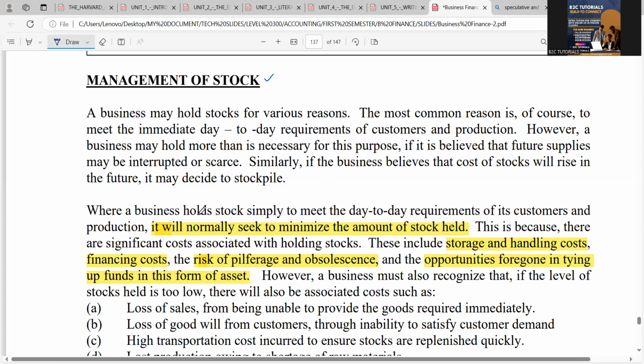It says, where a business holds stocks simply to meet the day-to-day requirements of its customers and production, it will normally seek to minimize the amount of stock held. So if they are into selling stocks, they will not want to keep more stock. They would want to keep fewer stock. So it will normally seek to minimize the amount of stock they hold, because there are significant costs associated with holding stocks. So if I am going to hold the stocks, if I'm not going to sell them and I want to keep excess of it, I'll be paying for storage and handling cost. That is the storage facility that I'll be keeping them in.